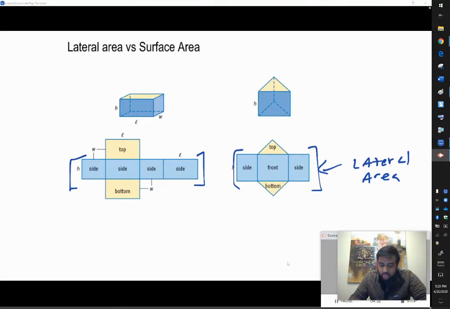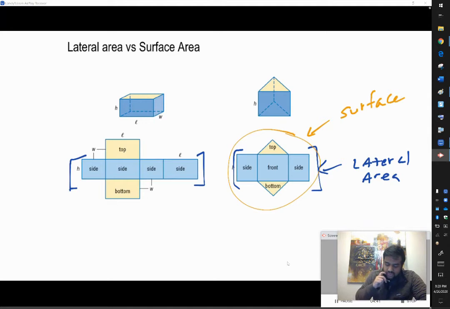However, the total surface area refers to the entire, as you might imagine, total. So surface area refers to all the stuff added together. If you had to define it, the surface area would be the lateral area plus the bases, the congruent shapes that have been translated, the top and the bottom in these diagrams.